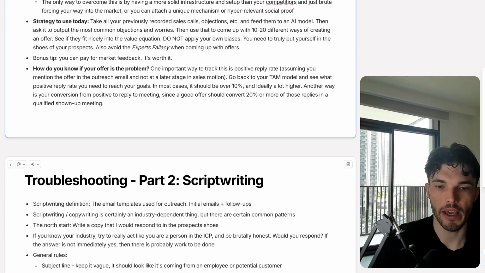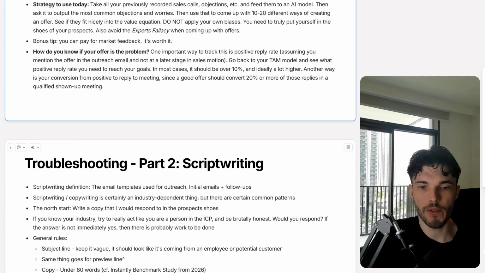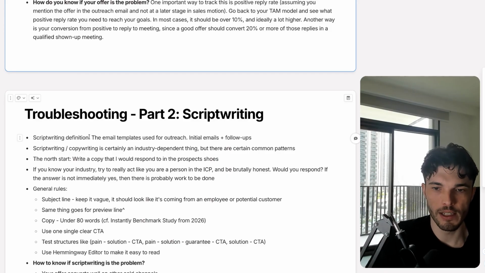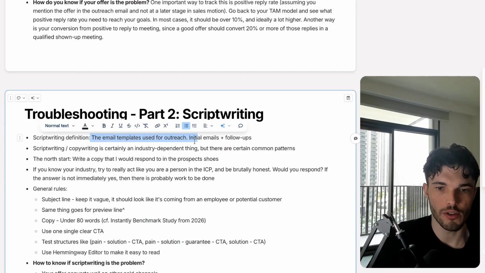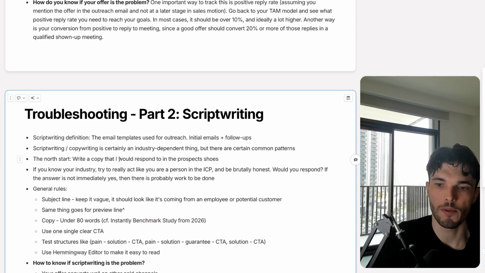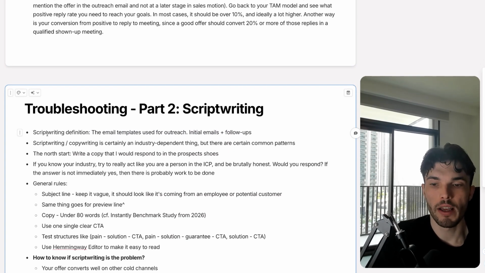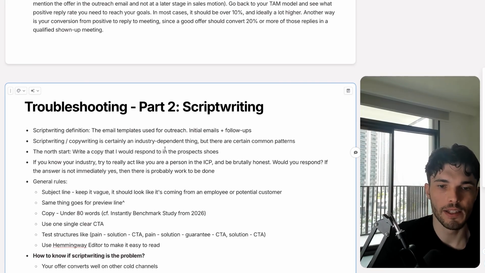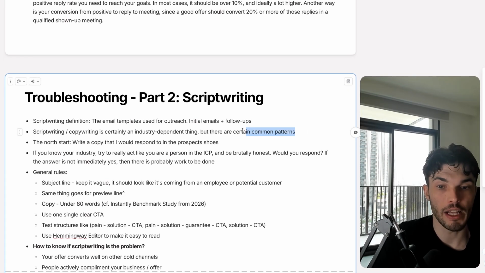The next part here is script writing. So, also what you'd call copywriting. The way we're going to define this is the email templates used for outreach. So, the initial emails and the follow ups. Script writing is certainly something that is industry dependent, but there are definitely common patterns, right?